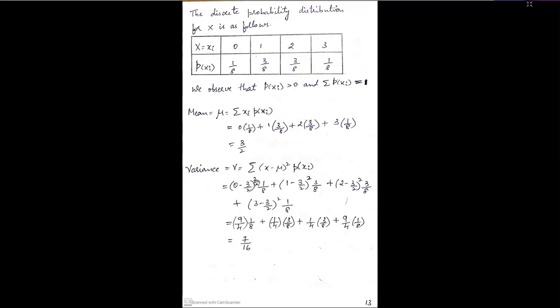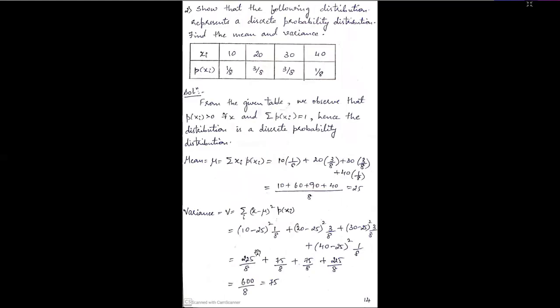So (0 minus 3 by 2) the whole square into 1 by 8, plus (1 minus 3 by 2) the whole square into 3 by 8, plus (2 minus 3 by 2) the whole square into 3 by 8, plus (3 minus 3 by 2) the whole square into 1 by 8. So after simplification, you will get the answer as 7 by 16. Now we'll go for the next problem.